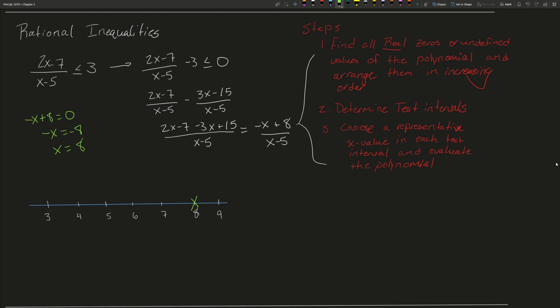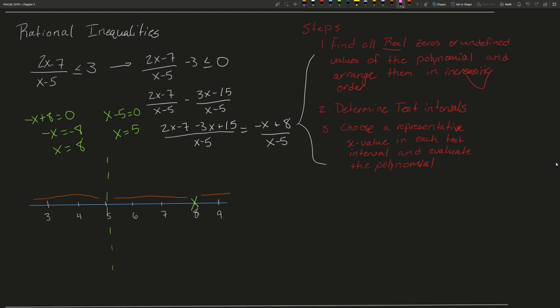Then, in order to find the undefined value, we can set our denominator equal to 0. So x minus 5 is equal to 0. So x will equal 5. In the previous lesson with asymptotes, this x equals 5 would be a vertical asymptote. The next thing we need to do is to determine our test intervals, which is everything to the left of 5, everything between 5 and 8, and everything to the right of 8. Then we plug in values in these test intervals and evaluate.